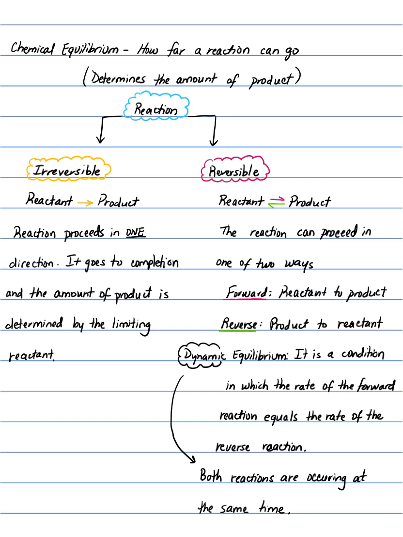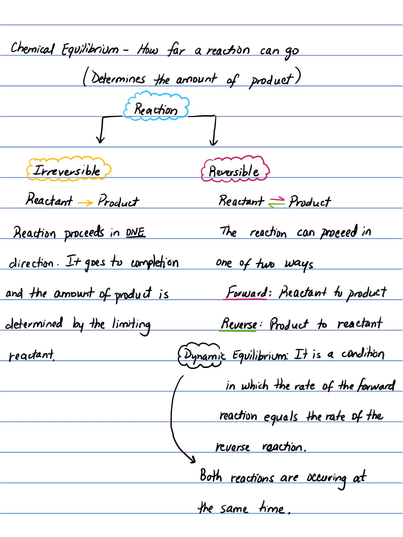So we represent a reversible reaction using a double arrow pointing towards the products and from the products towards the reactants. For irreversible reactions, we use just one single arrow going in the forward direction, because in irreversible reactions, your products are not giving back the reactants. So when you have an irreversible reaction, the reaction will go to completion when your limiting reactant is consumed entirely.